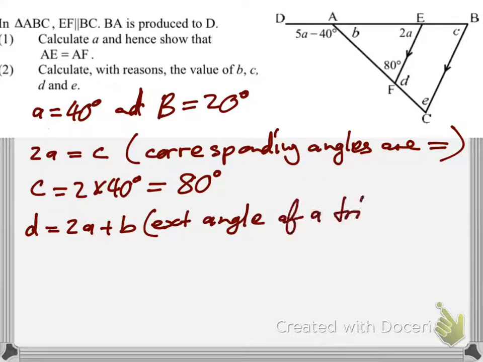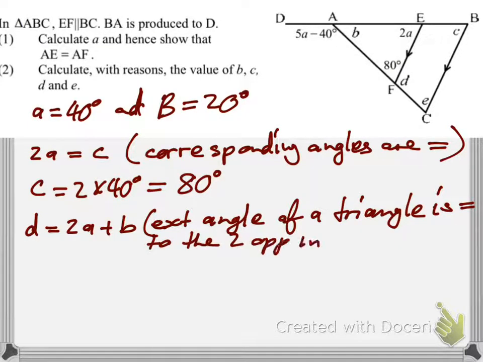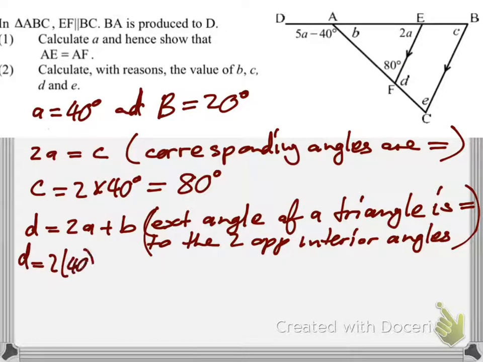I choose that one. So you can see you can use a variety of properties to solve these kinds of problems. So here I choose these ones. So I substitute my value of A, I substitute my value of B, right? My D will be equal to 80 plus 20, which is going to be 100 degrees.